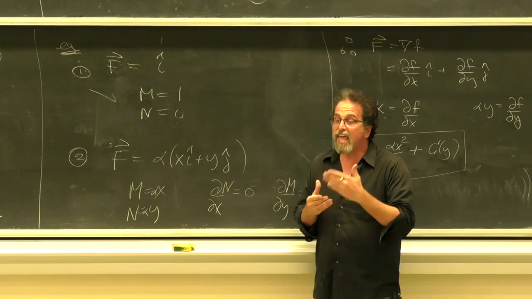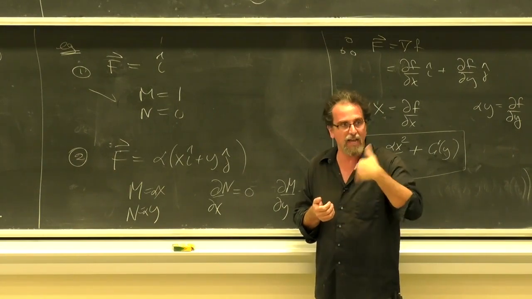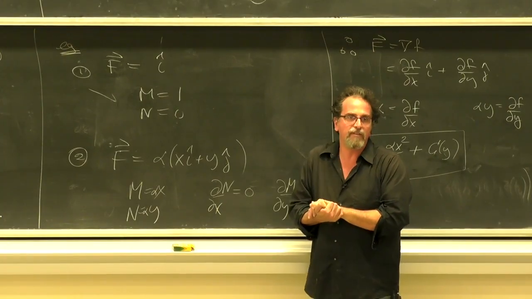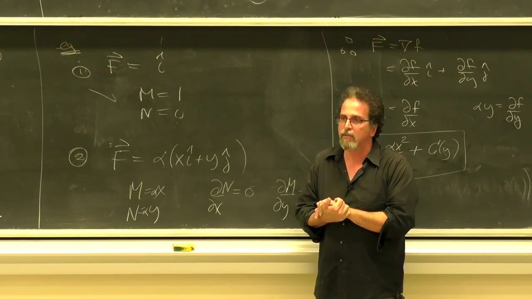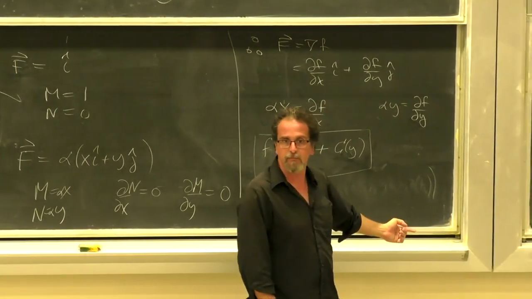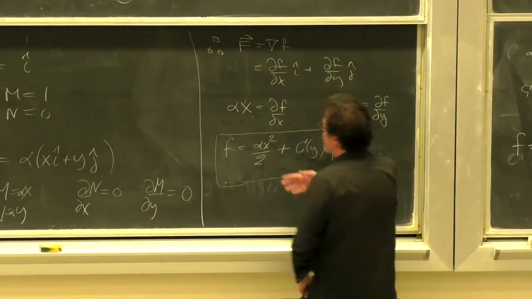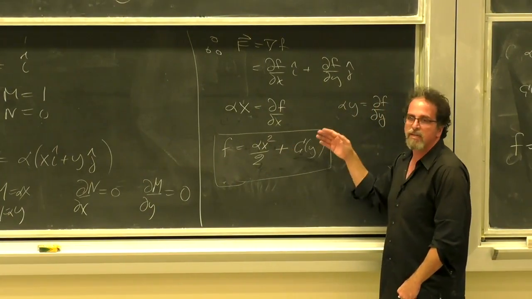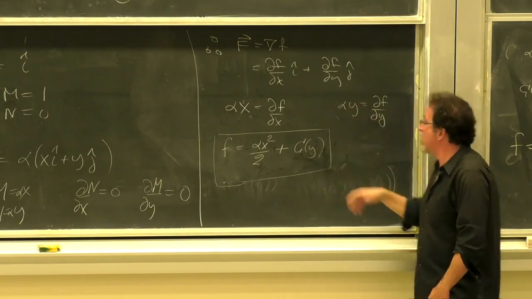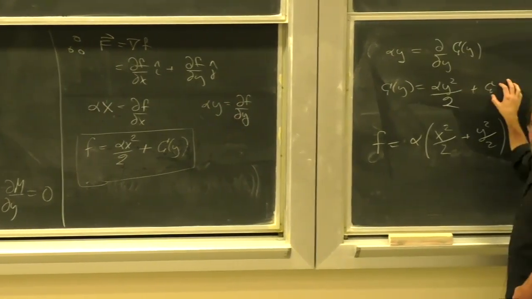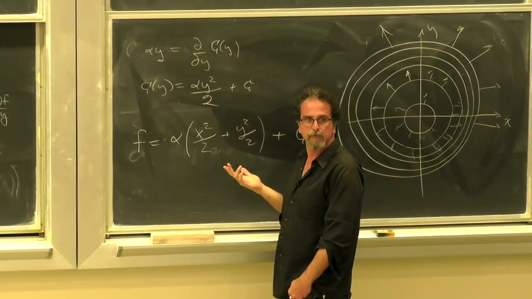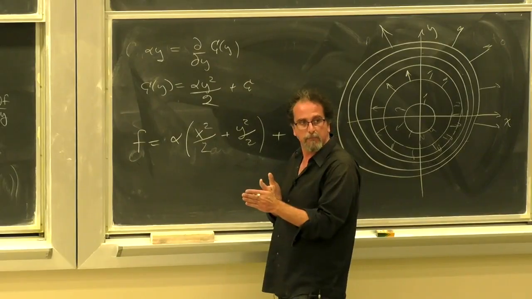Okay. And by the way, this exact process that I just did is exactly how you compute the potential if you've figured out that a vector field is a gradient. But if you have a three-dimensional vector field, you just have to do this integration 3 times. You would get f is alpha x squared over 2 plus some function of y and z. And then you would put that in here, and then you would get some function of z. You would do it a third time. But it's exactly how you go about calculating the potential. Okay? You just have to do it carefully.